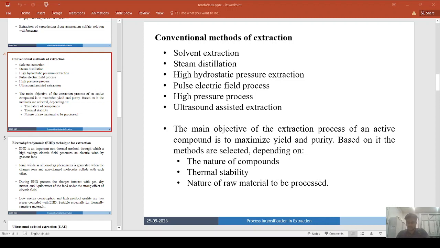Another limitation is that these methods are time consuming. The extraction methods may require a fairly long time, and depending upon the diffusion coefficients, they will have very low yields. In heat sensitive active compounds, extraction carried out at higher temperature may damage the quality of the extract. So if your extraction involves heating, your heat sensitive active compounds may get destroyed, or your quality will decrease.